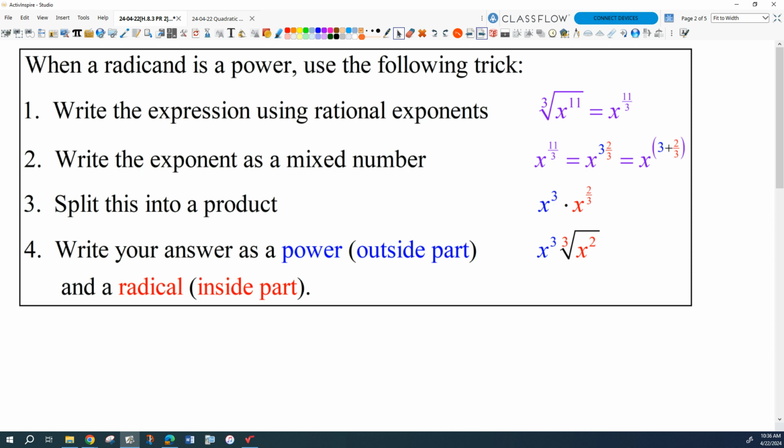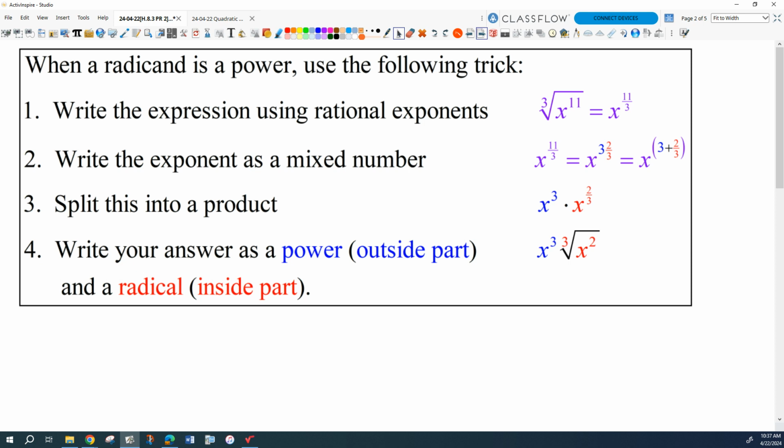Here's the trick. So write the expression using rational exponents. So is that first step, we've done a lot of this. Does that make sense? Give me thumbs on that the cube root of x to the 11 is the same thing as x to the 11 thirds. We're all good with that? So write it as a rational exponent. Then here's the trick, awesome trick. Write the exponent as a mixed number. So 11/3 as a mixed number.